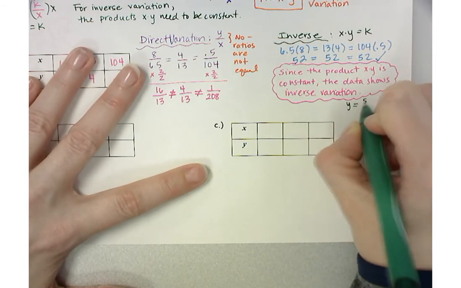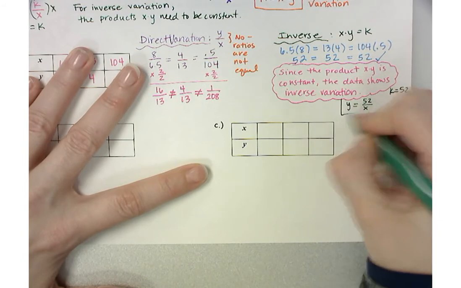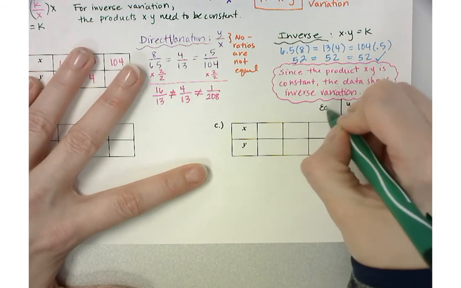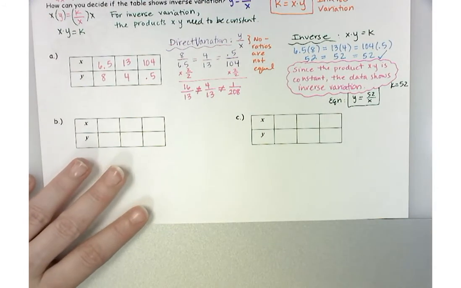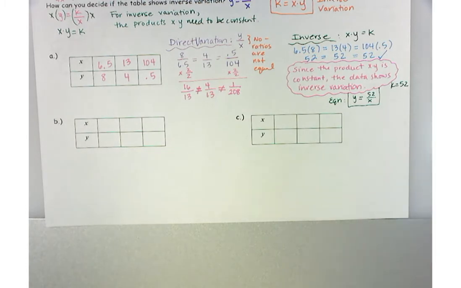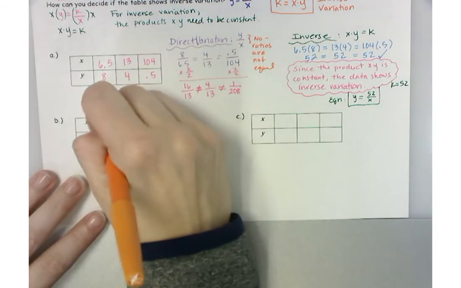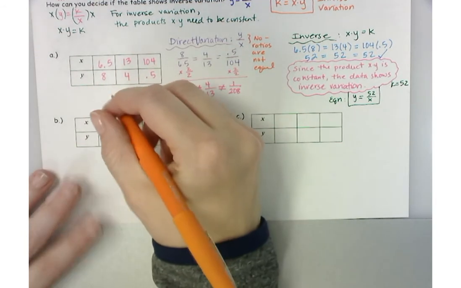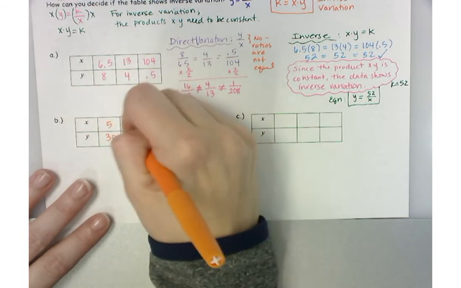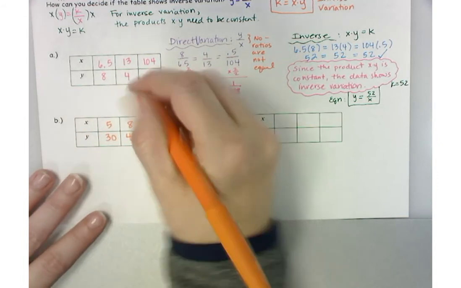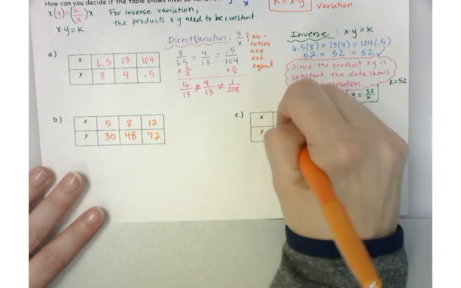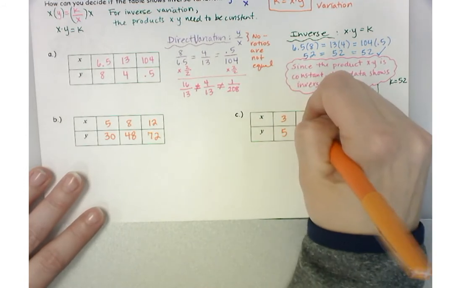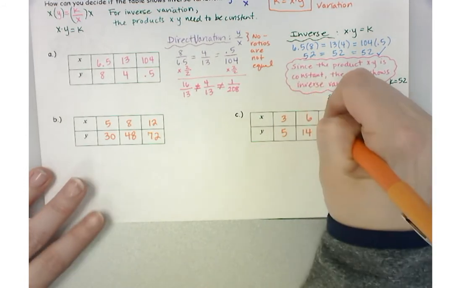Okay, so I'm going to give you your values for B and C. So you have 5 and 30, 8 and 48, 12 and 72. Okay, so then I want you to do those with your group members. Again, just make sure you are showing your steps. If you didn't write those down, will you do that for me, please?